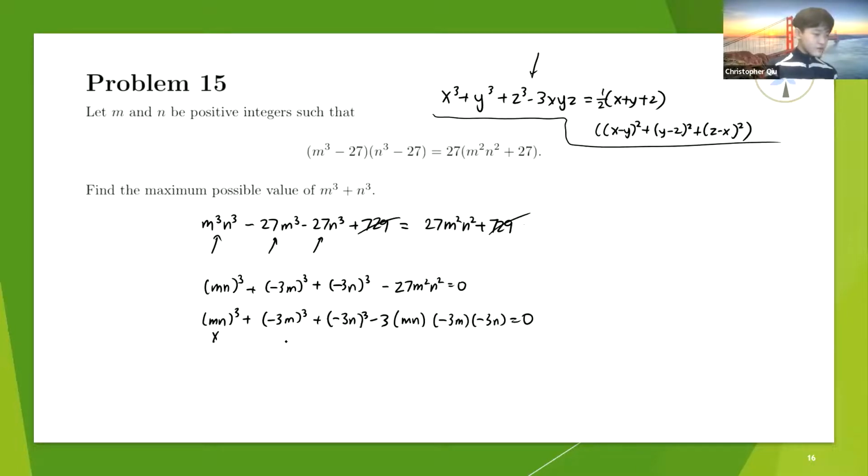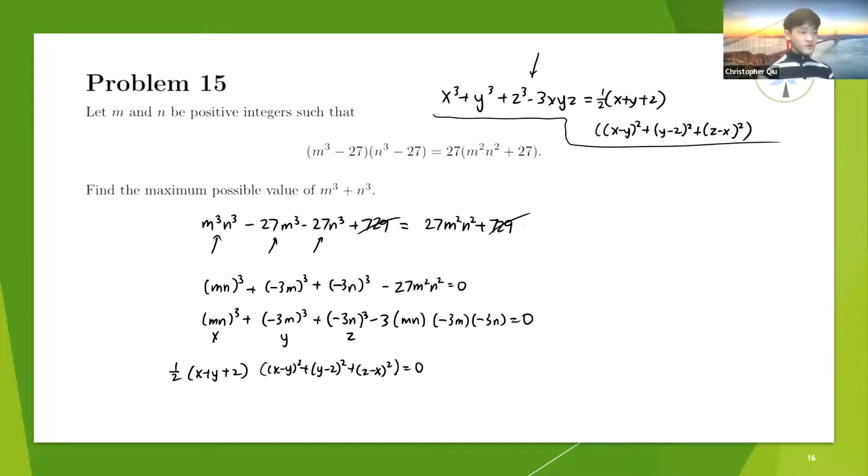So here, let's substitute the variables x, y, z for these three numbers. So we would have exactly x cubed plus y cubed plus z cubed minus 3xyz is equal to 0. And we can consult this factorization to get that a half times x plus y plus z times (x minus y squared plus y minus z squared plus z minus x squared) equals 0.